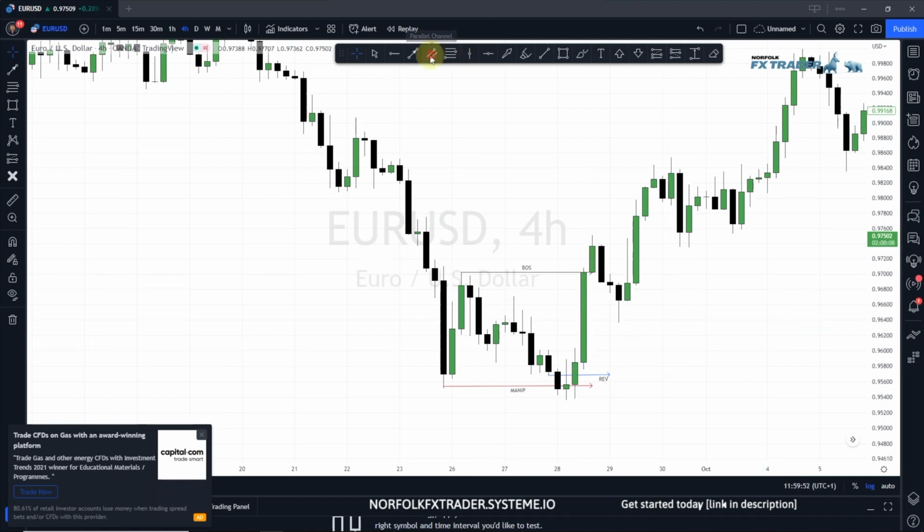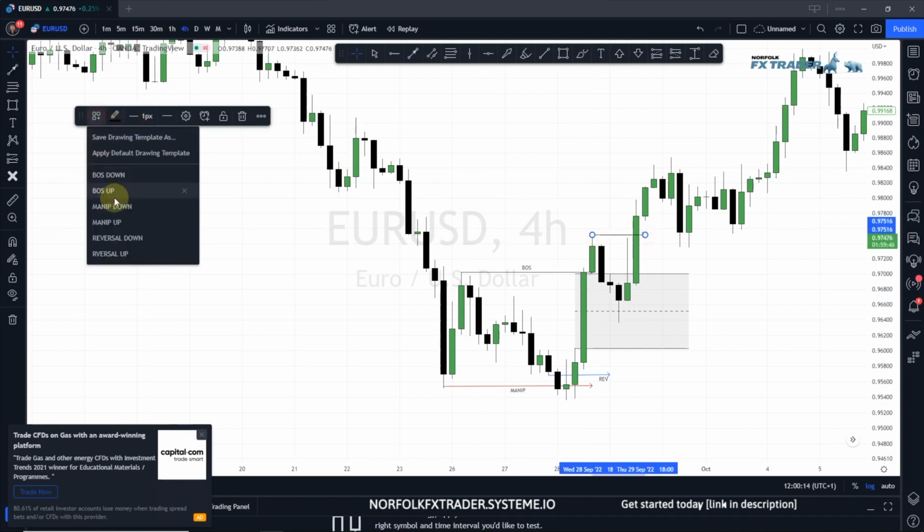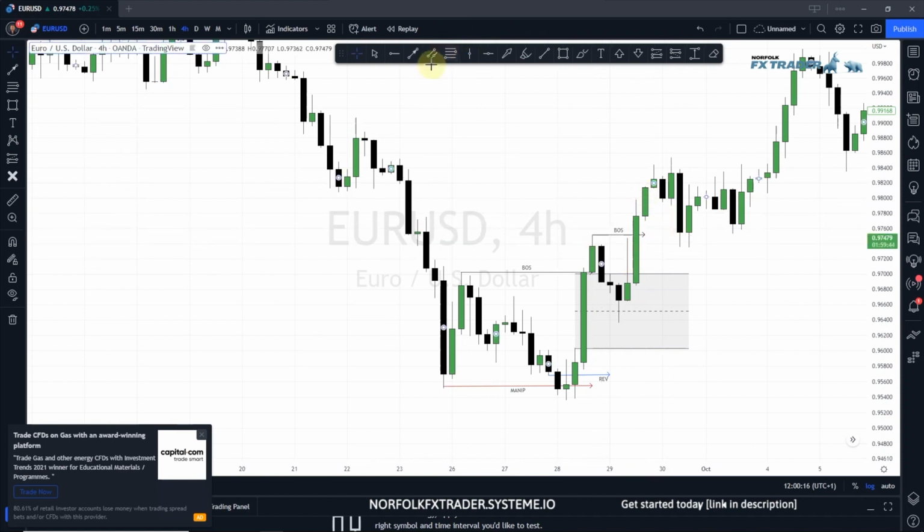Once we saw this break of structure, we draw this area of imbalance. So we came back to the 50% area, and we saw a potential reversal to the upside. What did the market do? We then create another break of structure, and we continue to go higher. Again, in here, we have an area of imbalance.